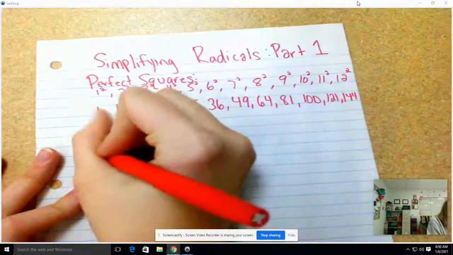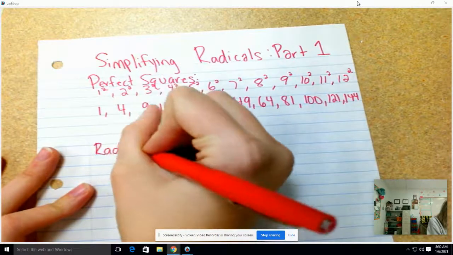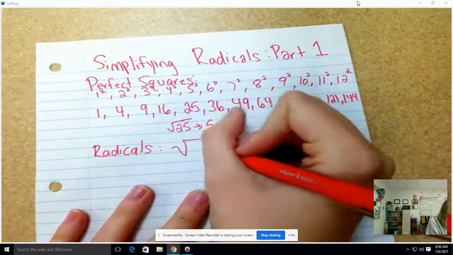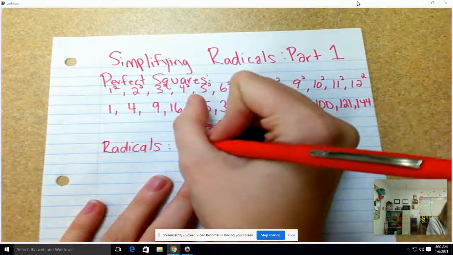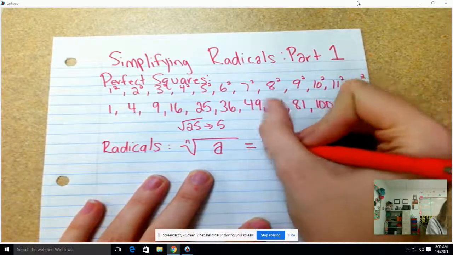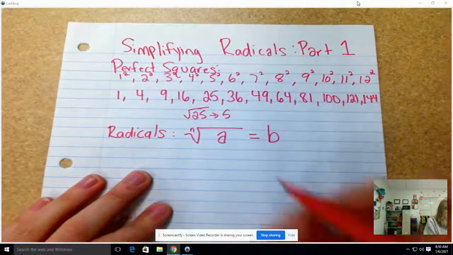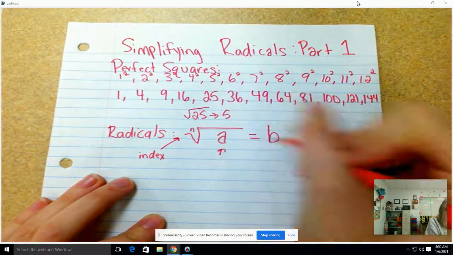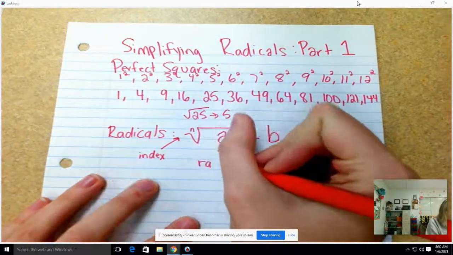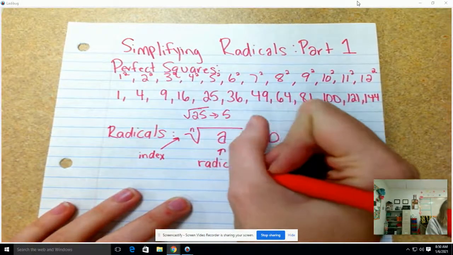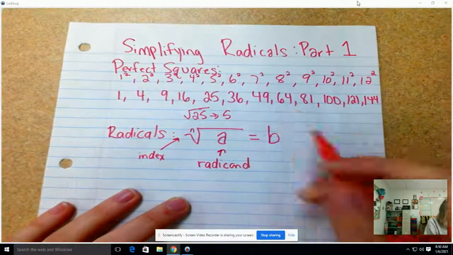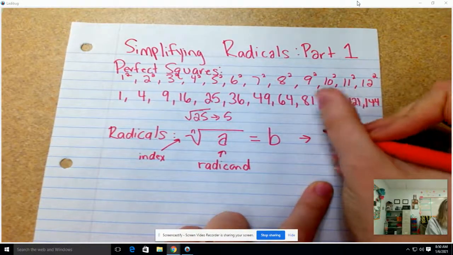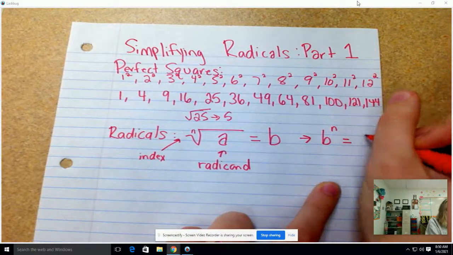So for radicals, their generic form is you're going to have a radical with an a in the middle, a little n out here, and that's going to equal b. This is a generic form of a radical. The little n is called an index. The a is called your radicand. And then b is what it equals. Essentially in this form, it can also be transitioned into b to the nth power is going to equal a.